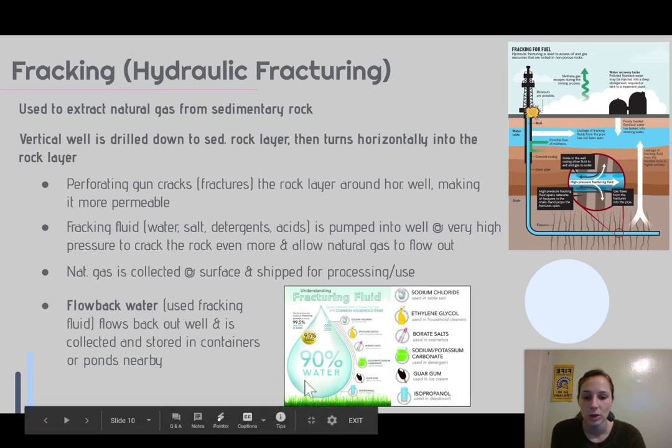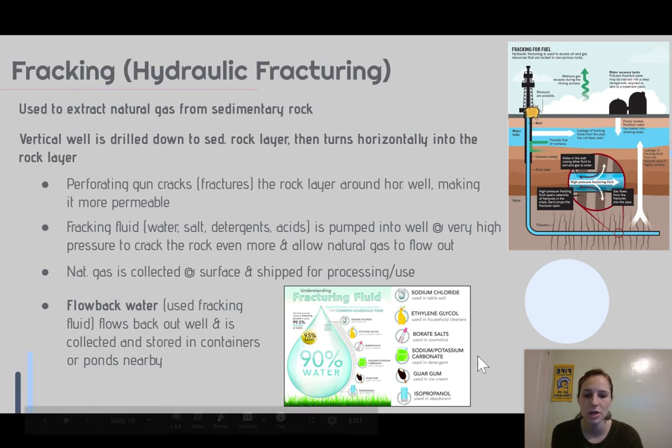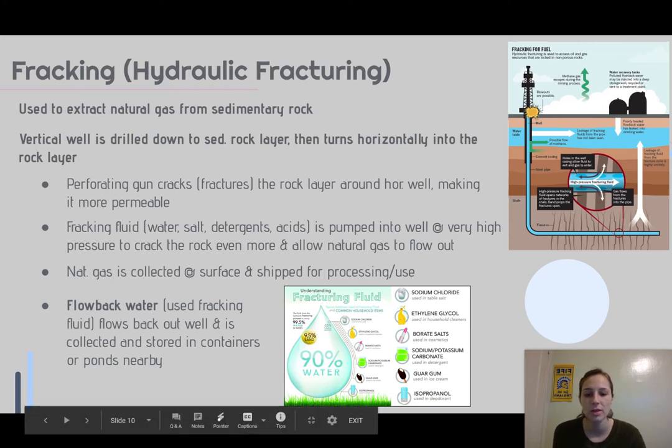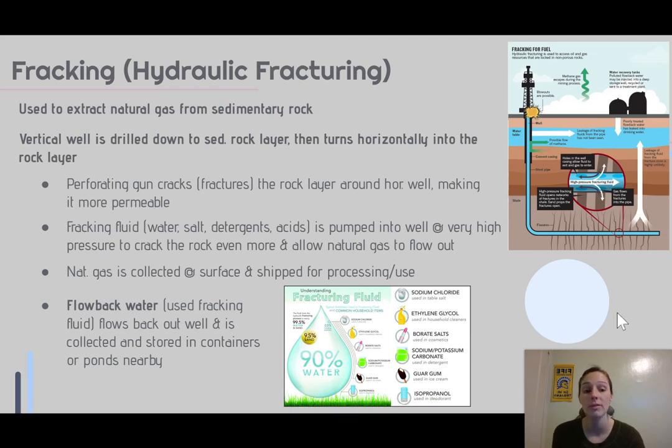So if you look at this little image here, it's going to show you kind of all the different things that are in the fracturing fluid. 90% of it is water, but then we also have some sand, some sodium chloride, ethylene glycol, borate salt, sodium potassium carbonate, guar gum, and isopropanol, which is all used for different parts. But that's what I mean when I say it's not just normal water, it's contaminated with all of this stuff.